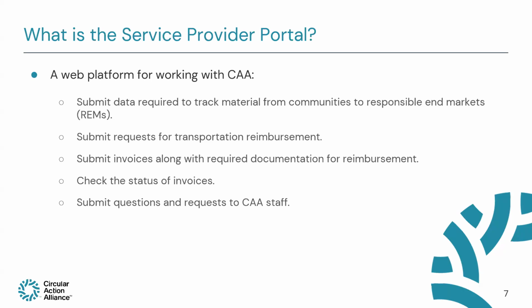And so some of the things that we need to be able to do, and this portal will be able to do for you, is this is where we'll be getting data, tracking material from communities all the way to the responsible end markets. So it's a critical part of the RMA, and so that's something that a lot of the conversation today will talk about. Some of that sort of material tracking. But also for haulers, this is where you'll request approval for transportation reimbursement. And we'll go into that in some detail.